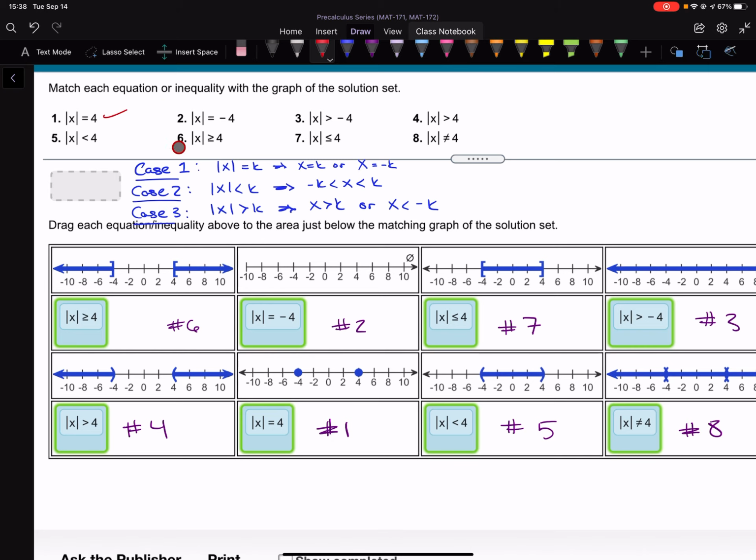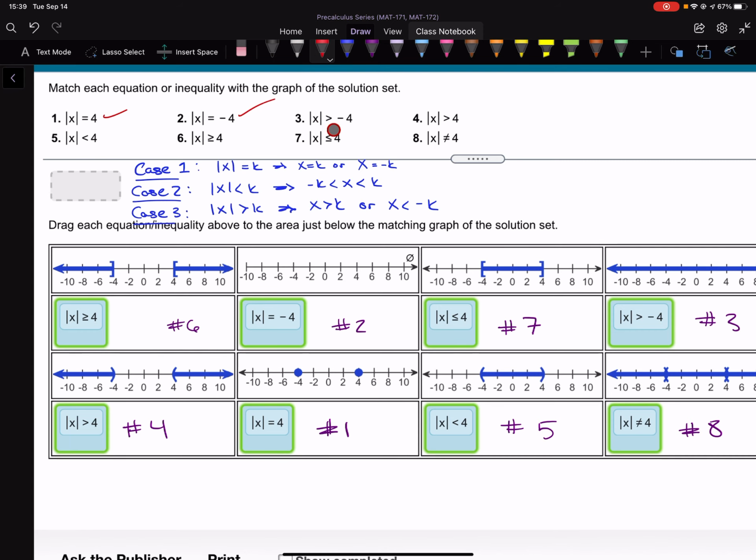Now what about number 2? The absolute value of x equals negative 4. We talked about in class that the absolute value of an input tells you that input's distance from 0. We also talked about how distance cannot be negative. So for number 2, the number line depiction would be what we see here, which is no solution. Now we got number 2 knocked out, moving on to number 3.